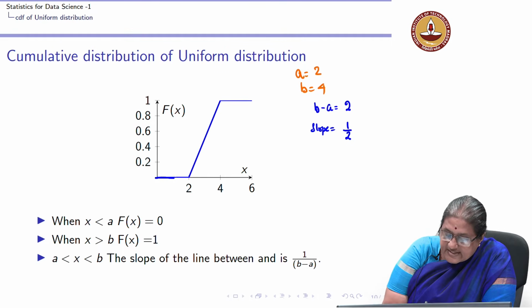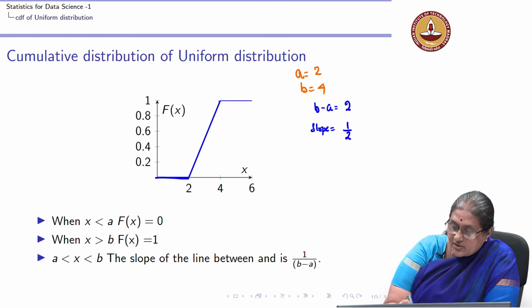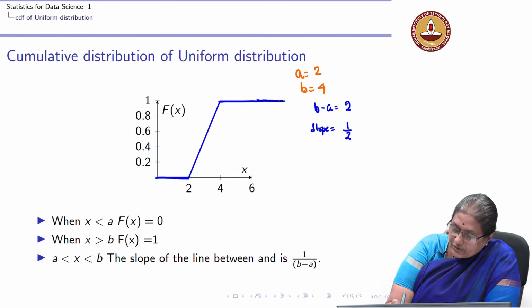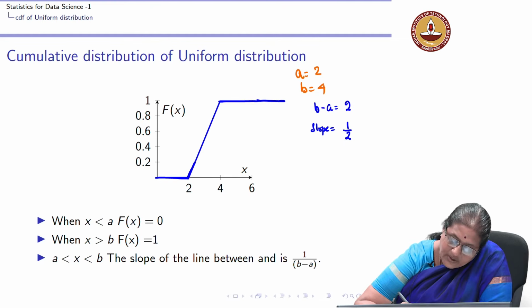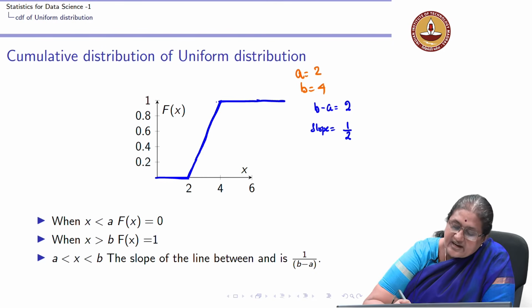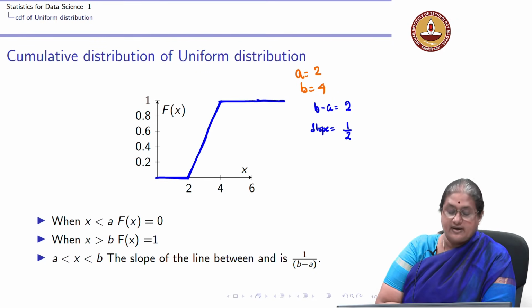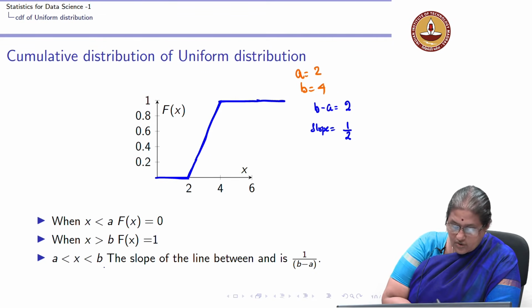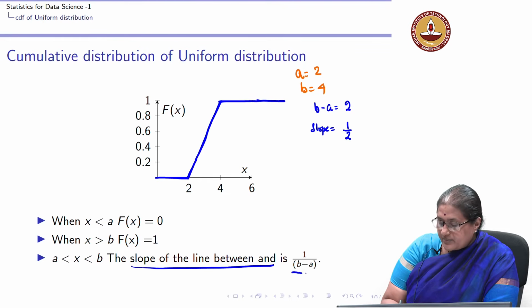For x less than 2, F of x was 0. For x greater than 4, F of x is going to continue to be 1, and between 2 and 4 we can see that it is a straight line with slope half. So, the slope of the line between A and B is half.